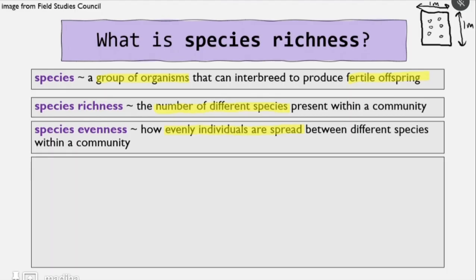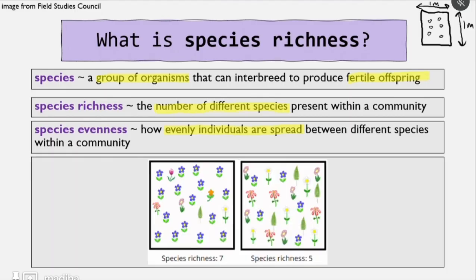If I bring up an example here, let's say there are two different communities. The species richness of the first one is 7. Why? Because if we count all of these species, we've got 1, 2, 3, 4, 5, 6, 7 different types of plants. And the other one we've got 5: this one, this one, this one, this one, 2, 3, 4, 5. So obviously this community is more rich in species. It has a higher number of different species.